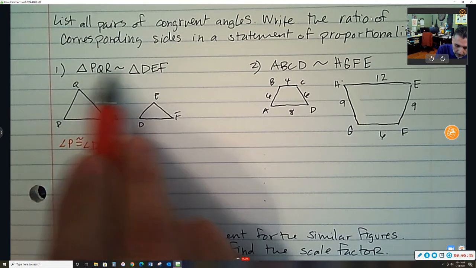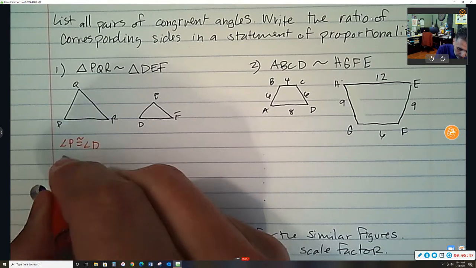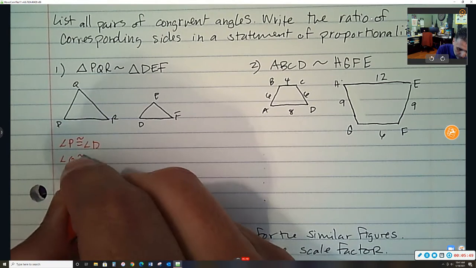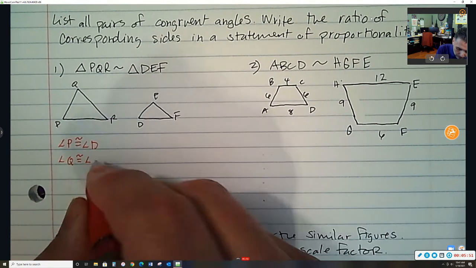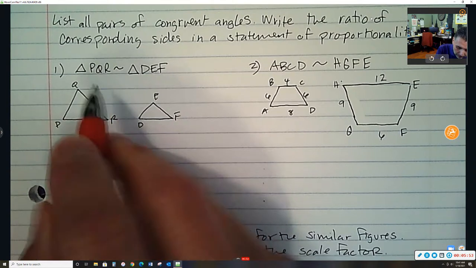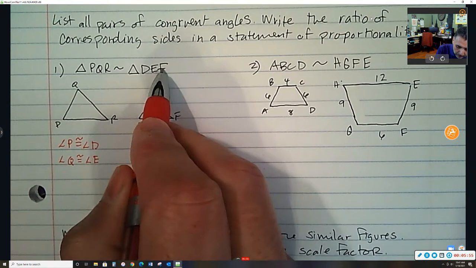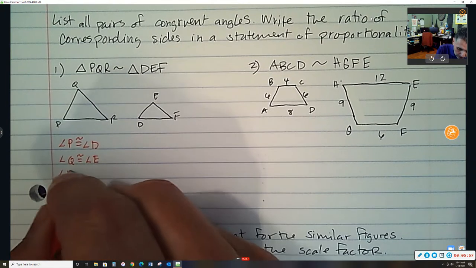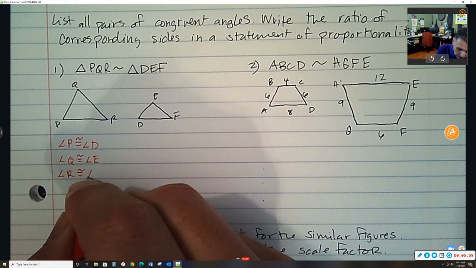It's the first letter here, and then I know angle Q is congruent to angle E, again because those are the second letters, and then angle R is going to be congruent to angle F. Angle R congruent to angle F.